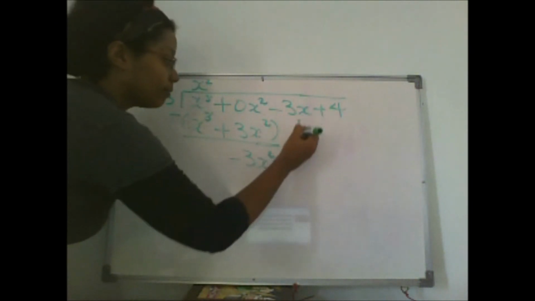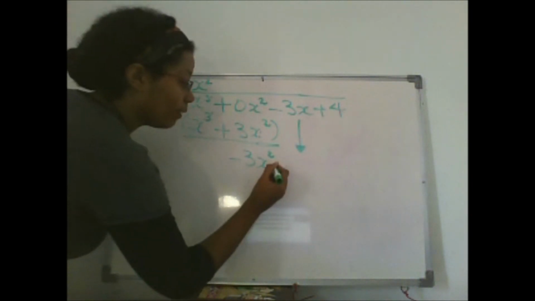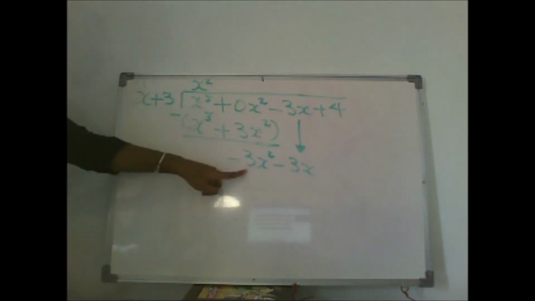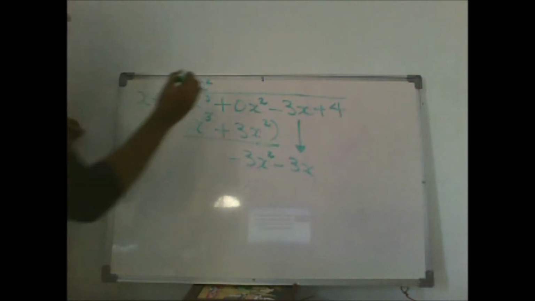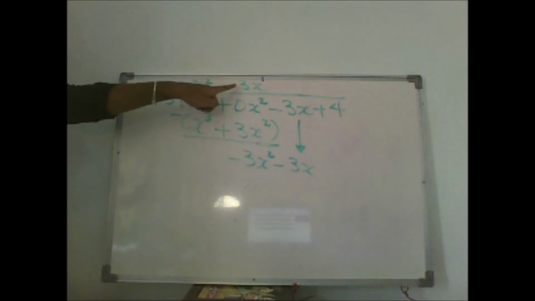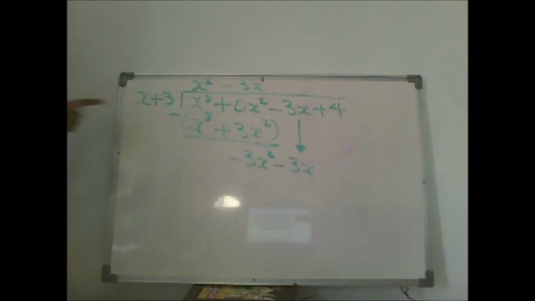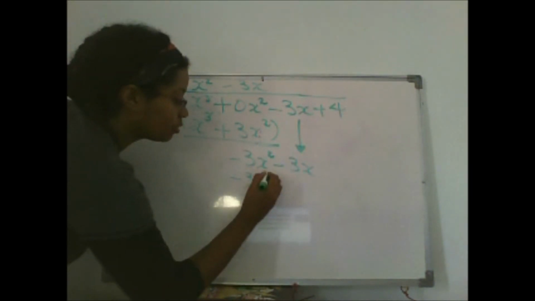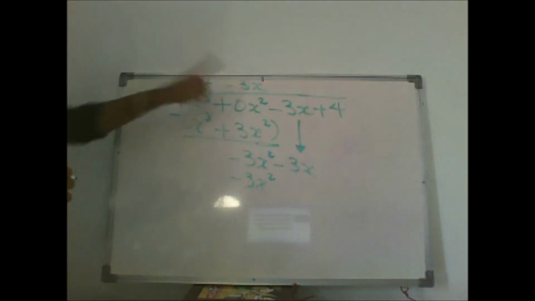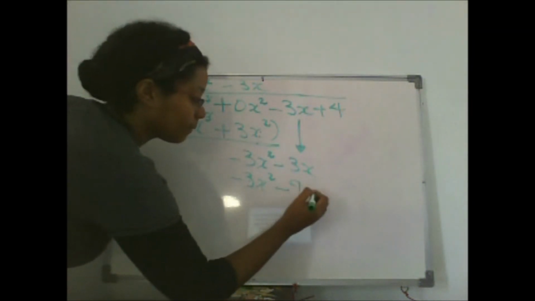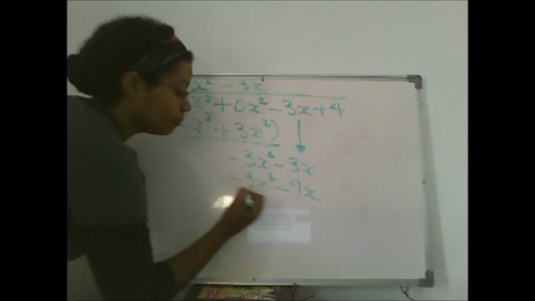I'm going to put an arrow, minus 3x. So x divided by negative 3x squared leaves us with negative 3x. So we're going to take this negative 3x multiplied by these numbers. So we have negative 3x multiplied by x gives us negative 3x squared. Negative 3x multiplied by 3 gives us negative 9x. And again, we're going to subtract.